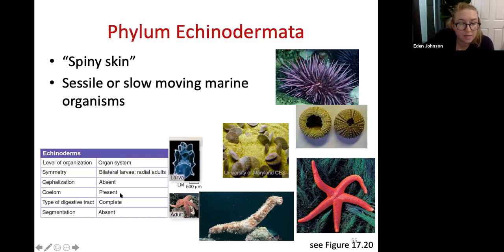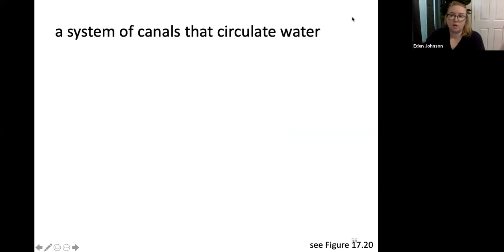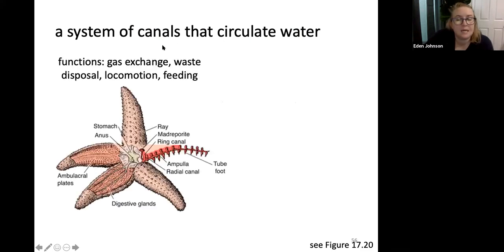The coelom is present, so it's a body cavity surrounded completely by mesoderm. Complete digestive tract, so it has a mouth and an anus. No segmentation, no cephalization, et cetera. Other features, it's got that water vascular system. The water vascular system is a system of canals that circulate water throughout the organism's body. The functions are gas exchange, waste disposal, locomotion, and feeding.